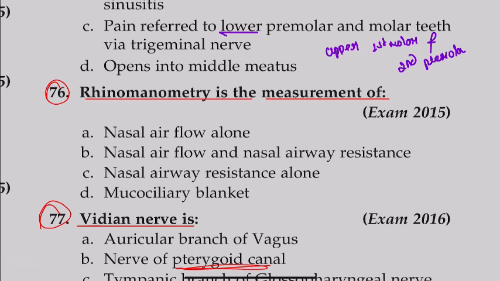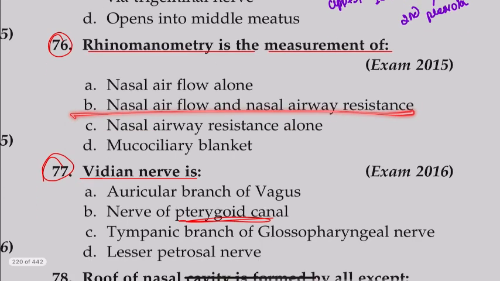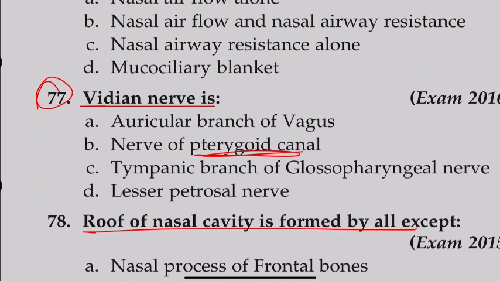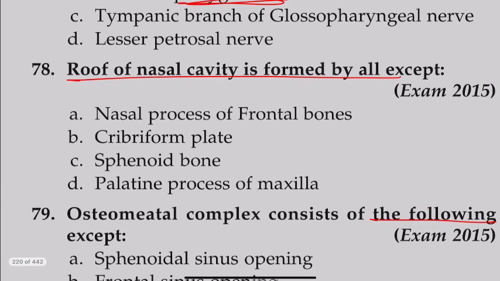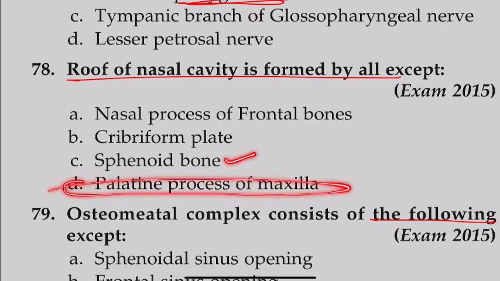Rhinomanometry is the measurement of nasal air flow and nasal air resistance. The Vidian nerve is what? The Vidian nerve is the nerve of the pterygoid canal, right? The roof of the nasal cavity is formed by all except, it is not formed by the palatine process of the maxilla. It is formed by the sphenoid, cribriform plate and frontal process also, but the palatine process of the maxilla, it is the bone of what?